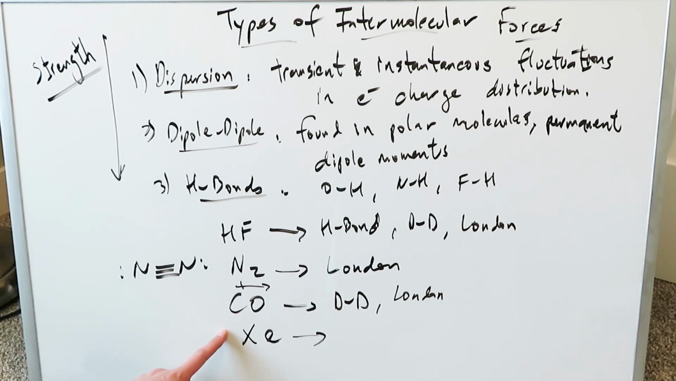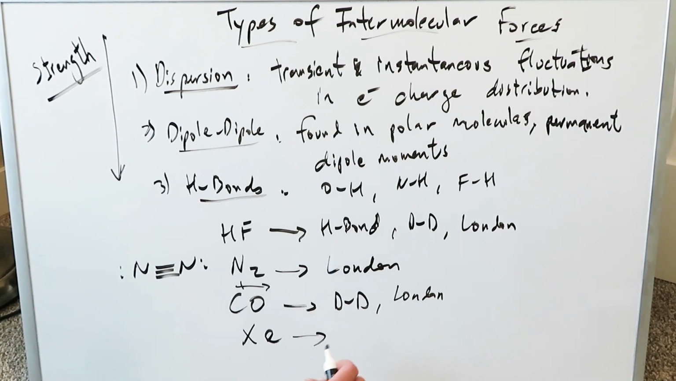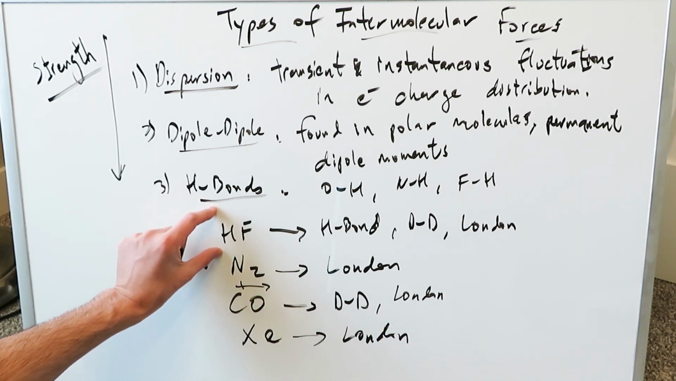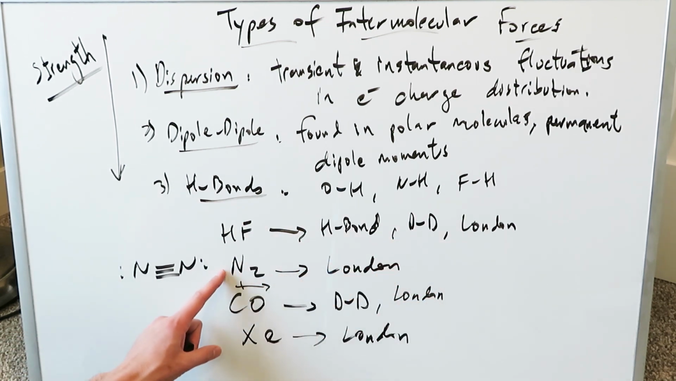Xenon will not have hydrogen bonding. It won't have that. At the best, it'll only have dispersion, just like how I was showing you earlier for helium. It'll just have dispersion forces, which are London forces. So you can see from all of these, hydrofluoric acid will have the highest melting point or boiling point because it has all three intermolecular interactions.